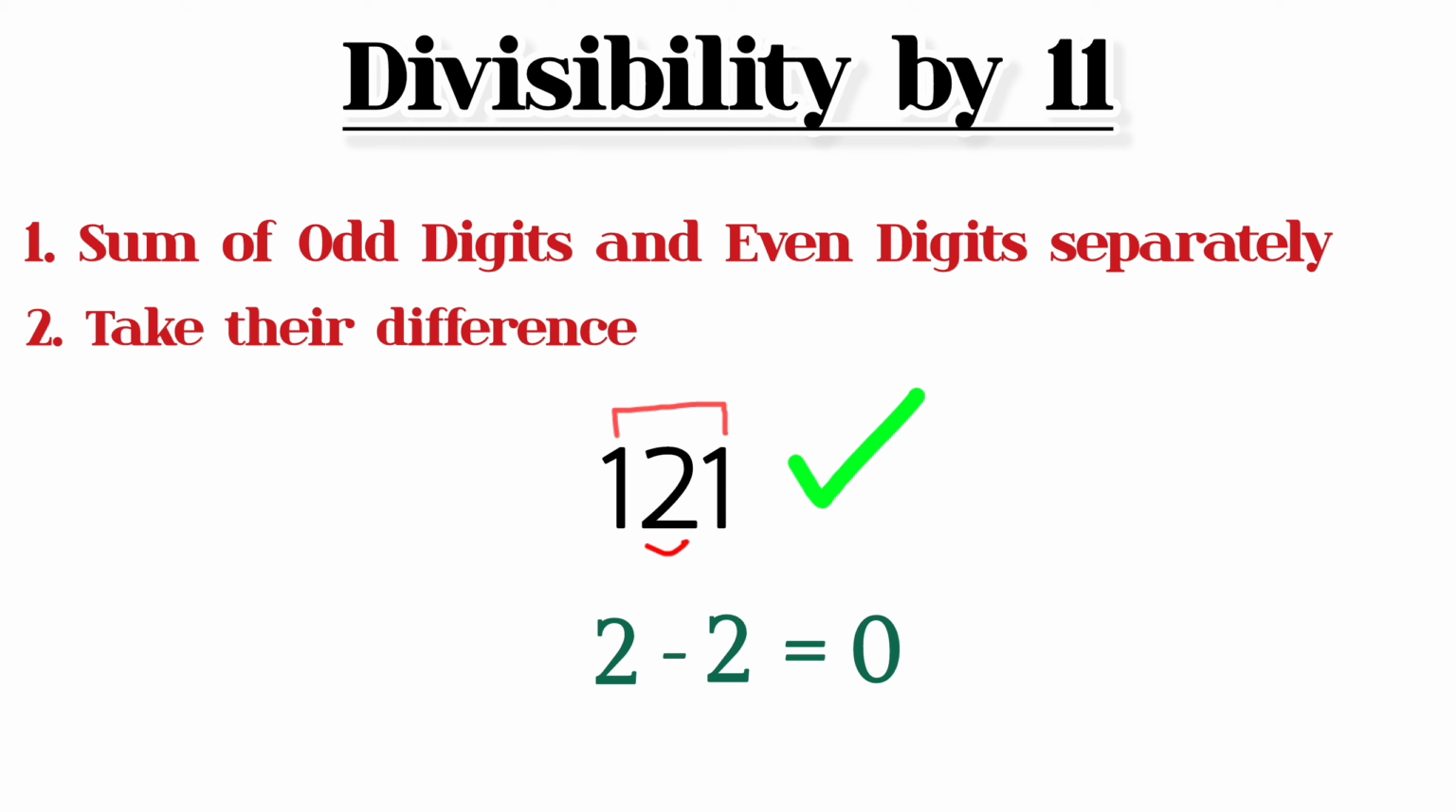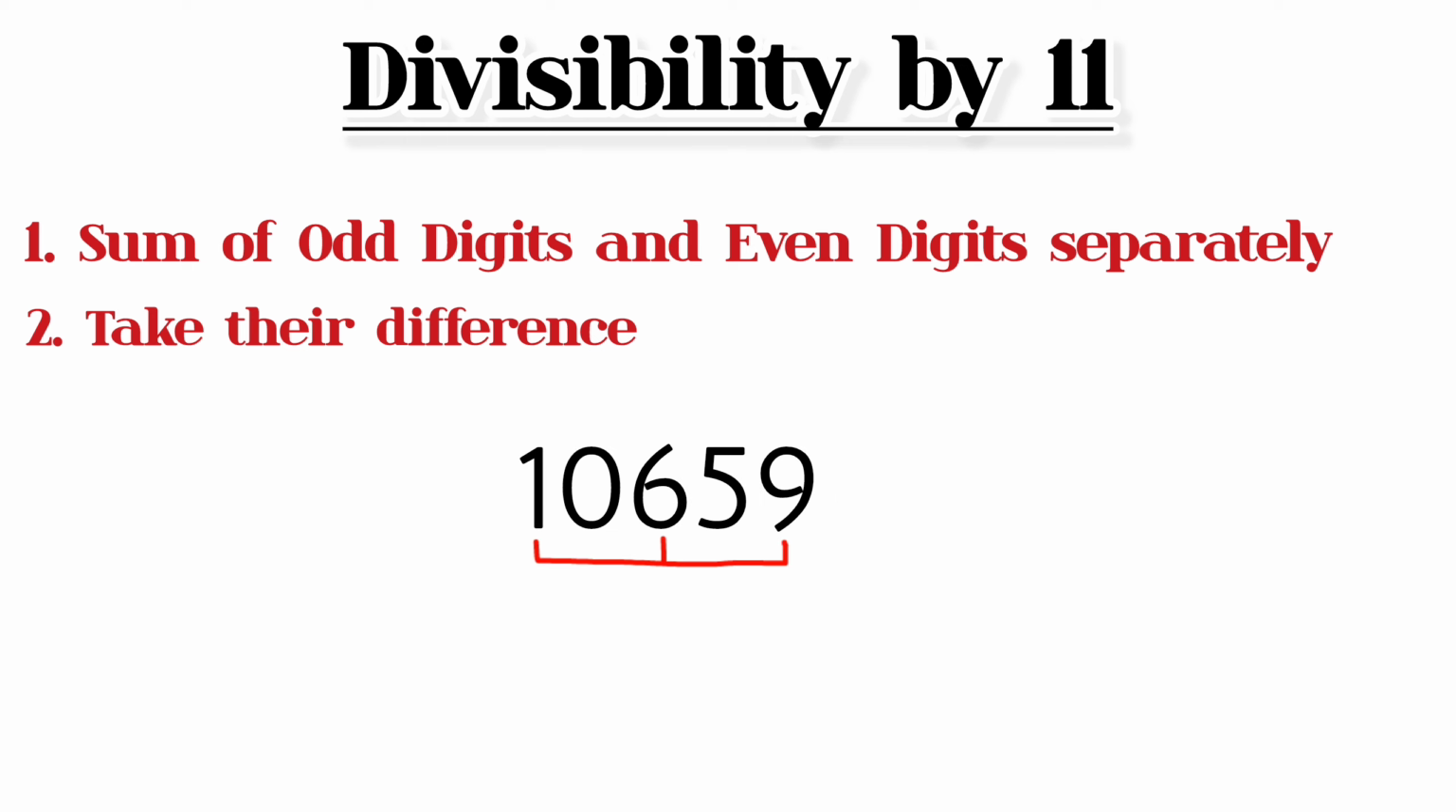Let's take a bigger number. Sum of odd digits 1 plus 6 plus 9 is 16, minus sum of even digits 0 plus 5, 5. The resultant is 11, and 11 is clearly divisible by 11. So 10659 is also divisible by 11.